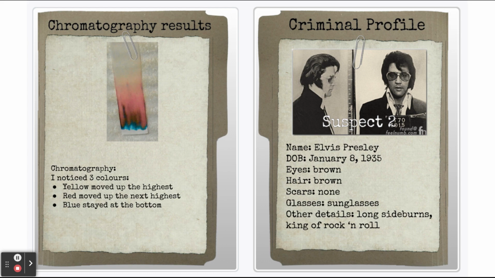Finally, we have a picture of the chromatography results and the notes that we made following our chromatography experiment. And last but not least, a mugshot of our suspect with information. Now, Elvis did this work. You're going to do your own picture and your own information for your criminal profile.